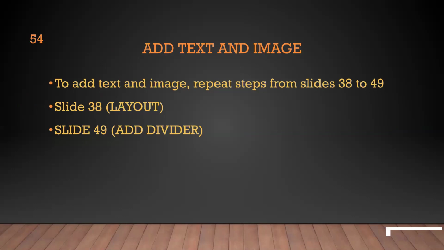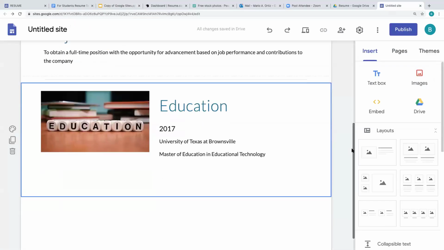Okay, here we go. I'm gonna go back to Google Sites and I'm gonna start building that Google site so that way you can see. But if you can notice over here on my notes, to add text and image, just repeat steps from slides 38 to 49. 38 starts with a layout, 49 adds with a divider. And it's gonna be just repetition, repetition, repetition. Let me show you. Piece of cake.